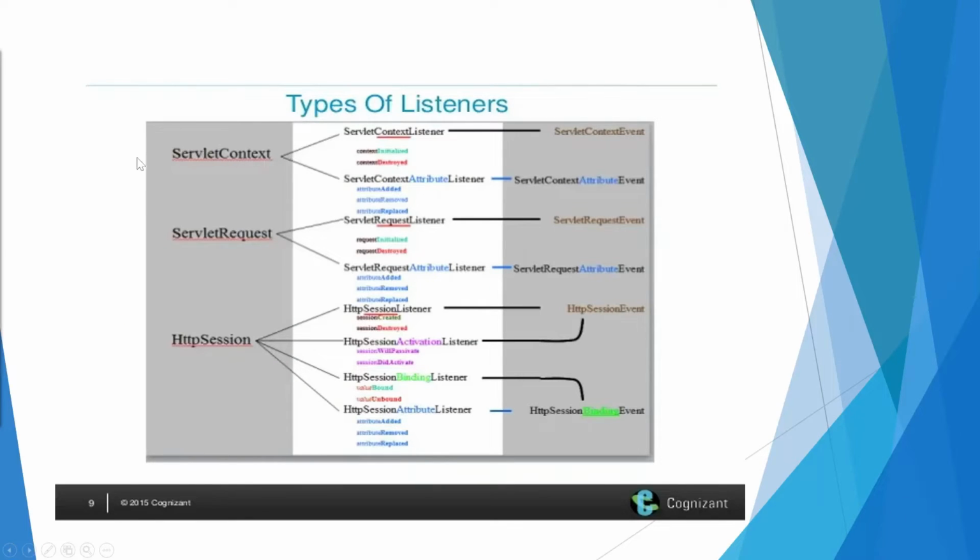Types of listeners. There are three major types of listeners: Servlet context, Servlet request, HTTP session. Servlet context is divided into two listeners: Servlet context listener, Servlet context attribute listener. Servlet request is divided into two listeners: Servlet request listener, Servlet request attribute listener. HTTP session is divided into four listeners: HTTP session listener, HTTP session attribute listener, HTTP session binding listener, HTTP session activation listener.